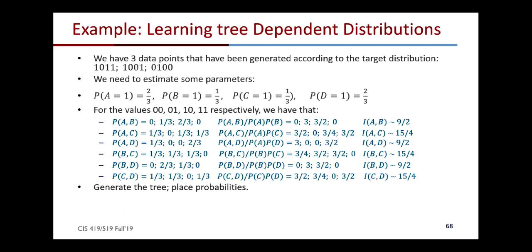So once I have all the parameters, what do I do? I have to generate a structure, the undirected structure. Right, so which one is the largest here? So I think 9/2 is the largest here.